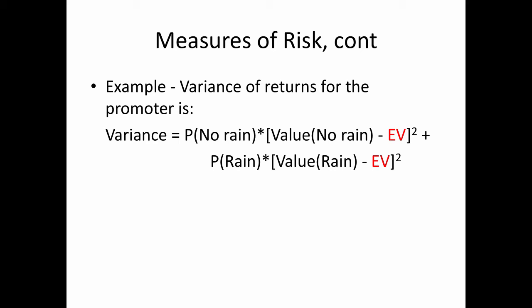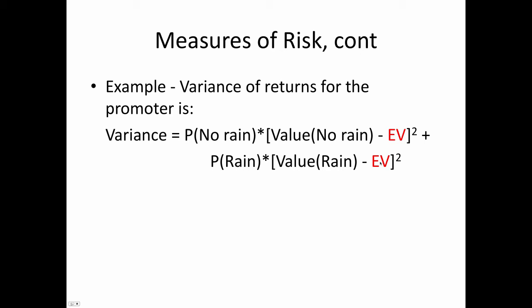So in this example, variance is simply a weighted average of the squared difference between the value with an outcome and the expected value. So in the equation, what I've written out is we've got the probability of no rain times the square of the difference between the value if there's no rain and what you would expect to happen, the expected value, plus the probability of rain times the square of the difference between the value if it does rain and the expected value.